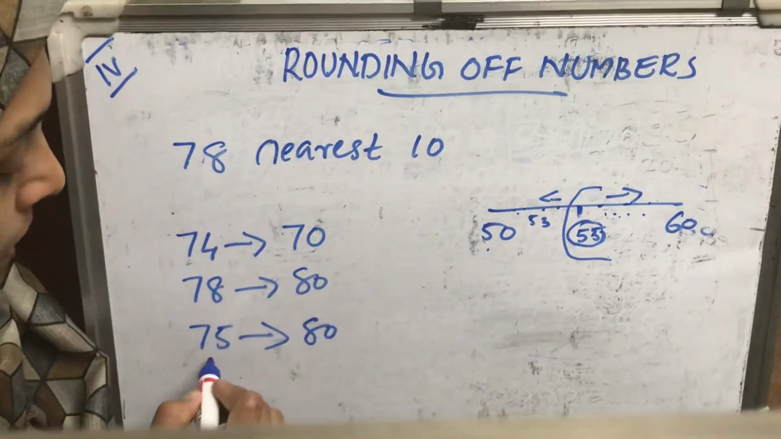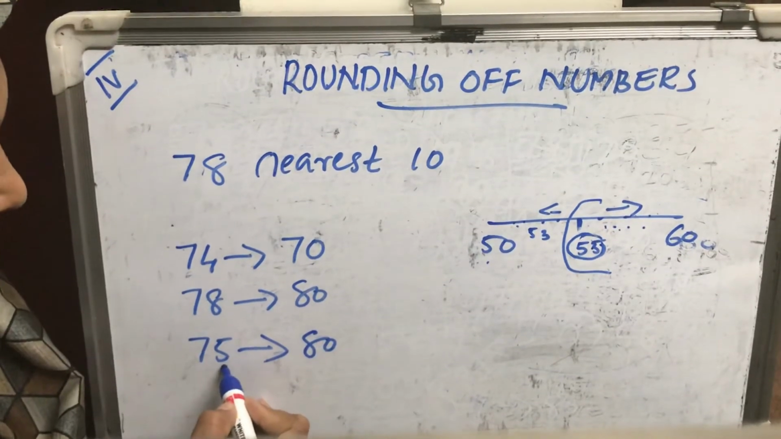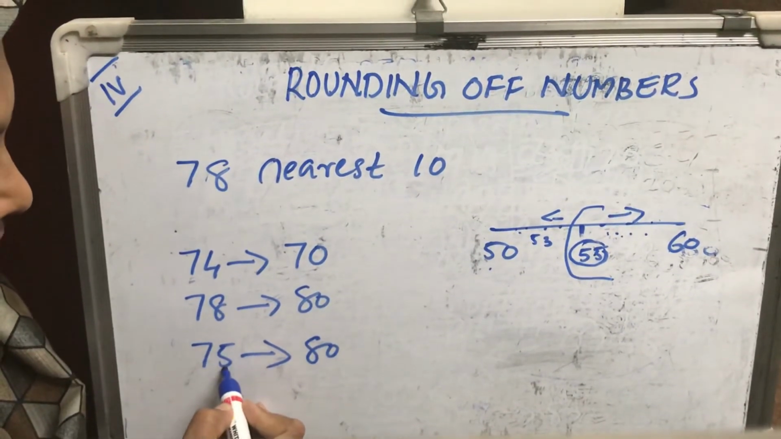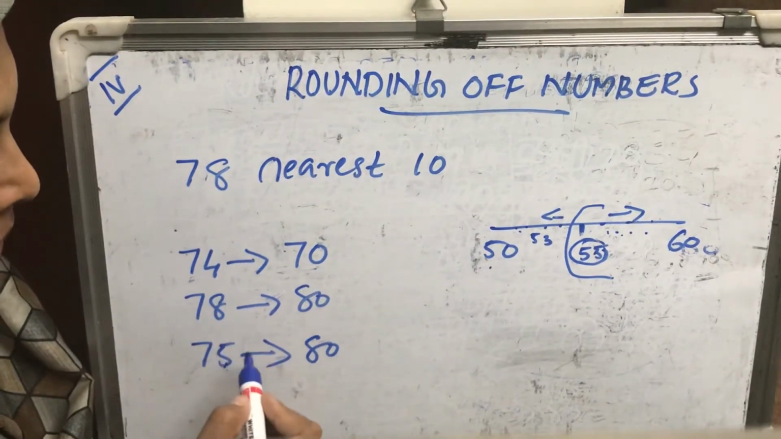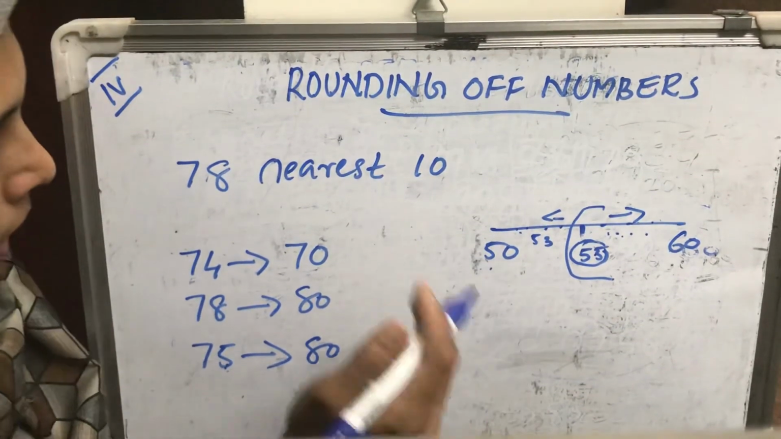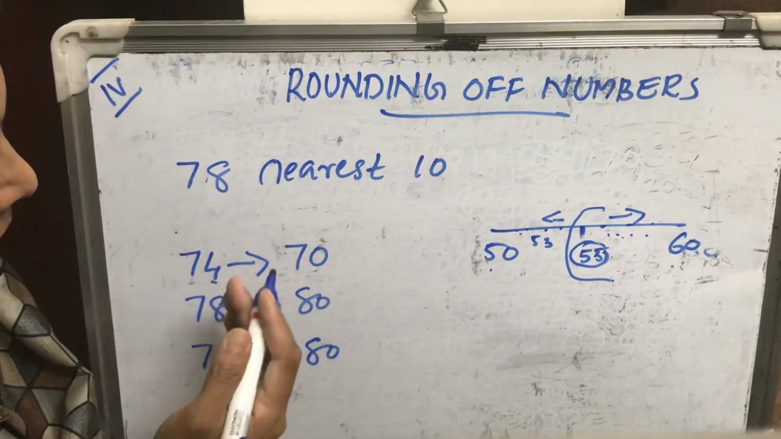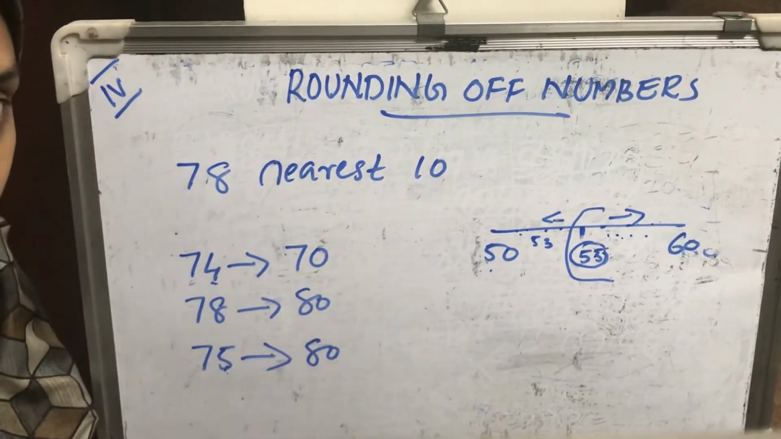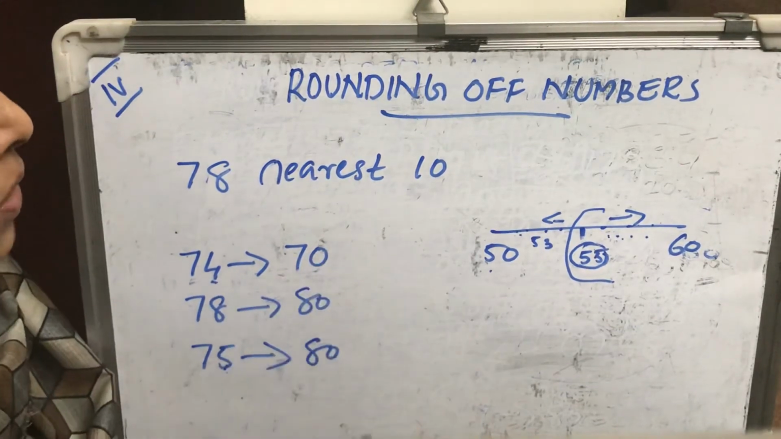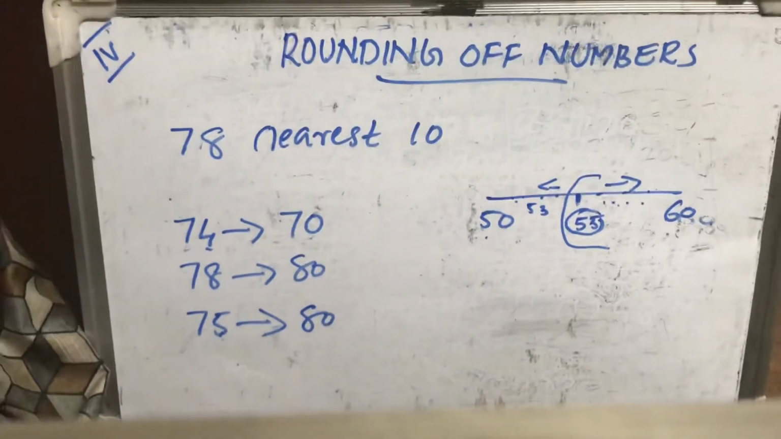So if you check the ones place digit, if the ones place digit is 5 or more than 5, we round the number up. And if the ones place digit is less than 5, we round the number down. That is the rule of rounding numbers to the nearest 10.